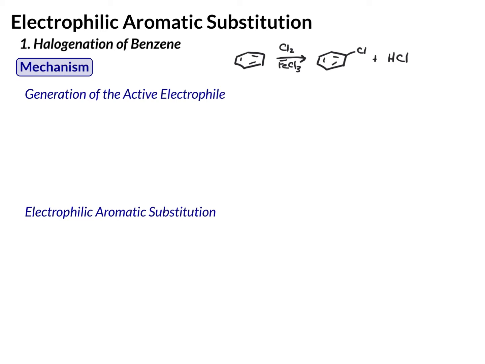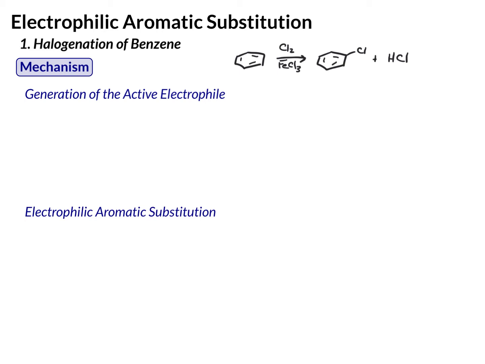We're going to walk through the mechanism for the chlorination of benzene. And this mechanism will be the same for the bromination. You just change the Cl with the Br. And for these electrophilic aromatic substitution reactions, there's going to be two main parts to the mechanism. The first is to generate the active electrophile that will react with benzene. The second part is to do the actual electrophilic aromatic substitution.